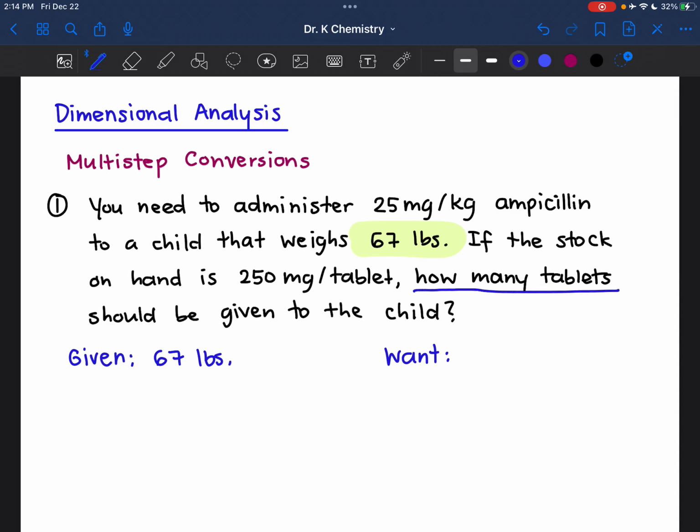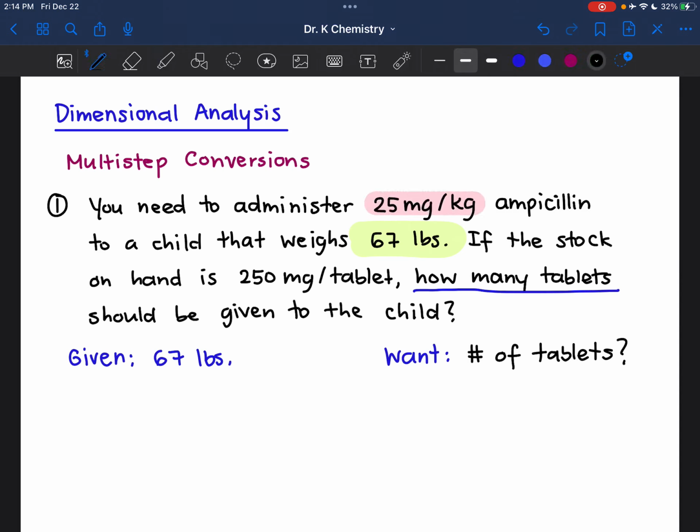Now, what we're looking for tends to be a little bit easier to find because it's saying how many, right? So that is framed in terms of a question. And what it's asking us to find is the number of tablets that need to be given to the patient. Everything else in here is a conversion of some form.